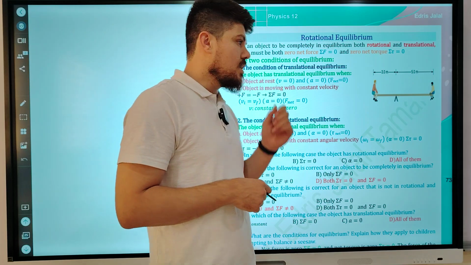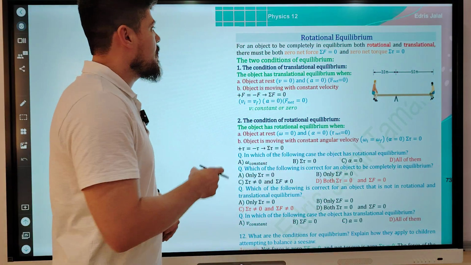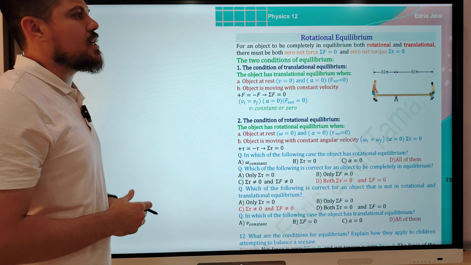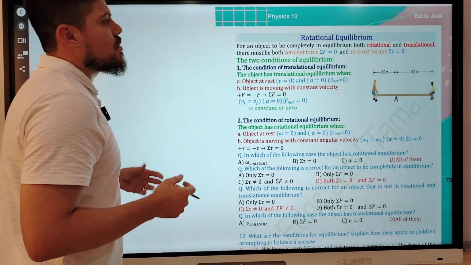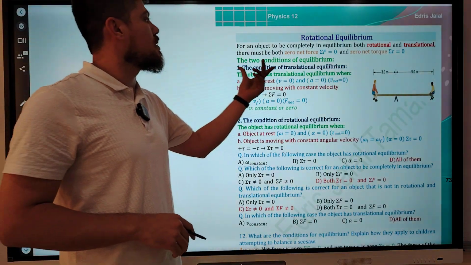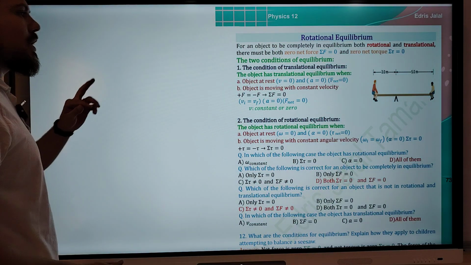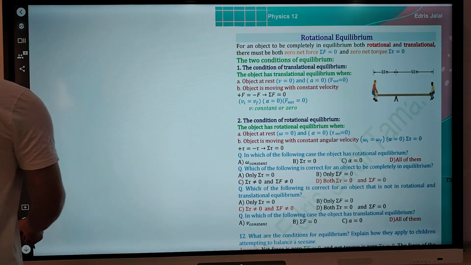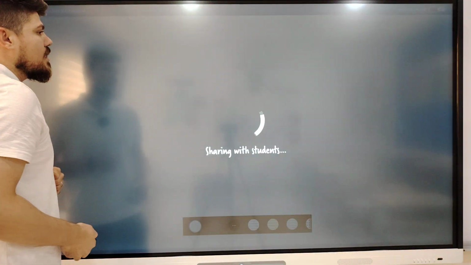But in this chapter, you will learn about rotational equilibrium also, okay? For an object to be completely in equilibrium, both rotational and translational, there must be both zero net force and zero net torque, okay? So this is called the two conditions of equilibrium. So how many conditions of equilibrium do we have? We have two: rotational equilibrium and translational equilibrium, okay?